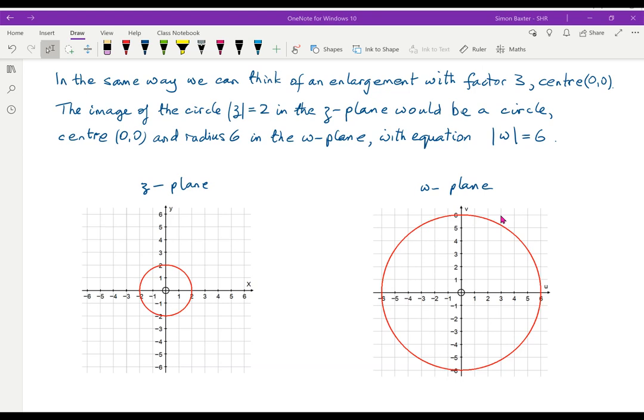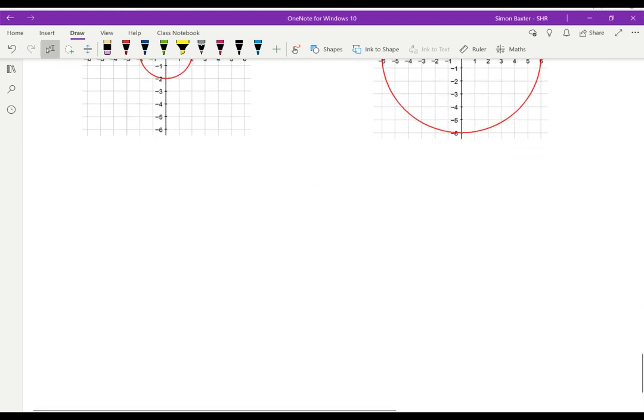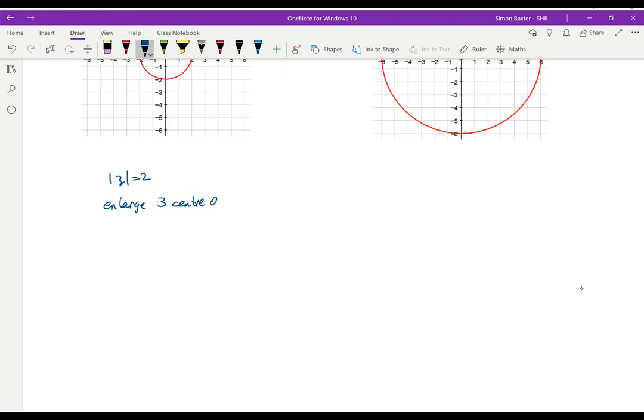I'm going to do the same thing with the algebra as I did just now. We're going to start with the equation mod z is 2. If we enlarge by factor 3, centre the origin, then z becomes 3 times z. Wherever z is, it's just 3 times the vector. So this is w.